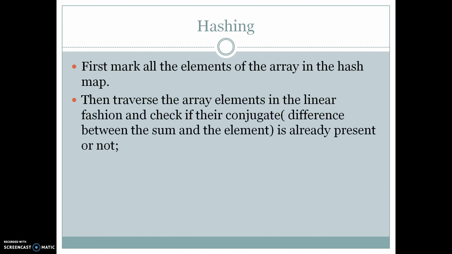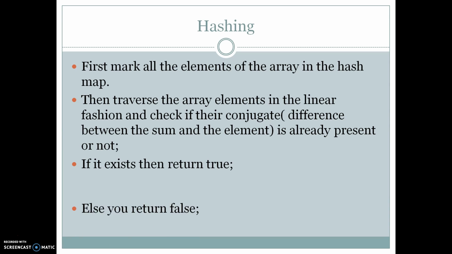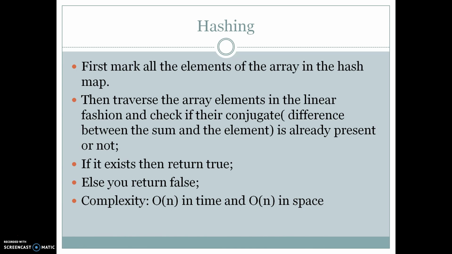So this is the same technique we use here. First, mark all the elements of the array in the hash map, then traverse the array elements in linear fashion and check if their conjugate, that is the difference between the sum and the element, is already present or not. If it exists, then return true. So this is hashing, and this requires order of n in time complexity, but order of n space also. For marking the elements in the hash map, we would require order of n in space complexity.